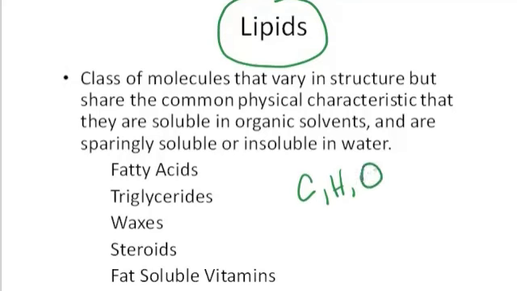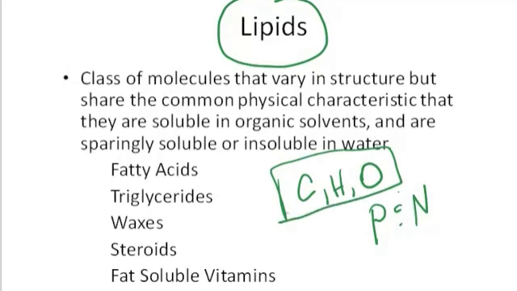There are a small subset of lipids that do contain phosphorus and nitrogen. But normally when people talk about lipids, they say they're composed of carbon, hydrogen, and oxygen, because most lipids have only those three elements, and those are the ones that are mostly found, 95% of which are found in the body.